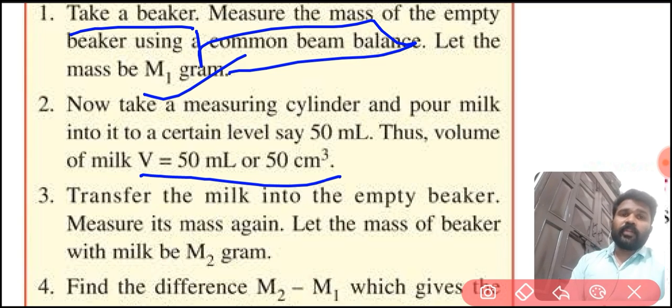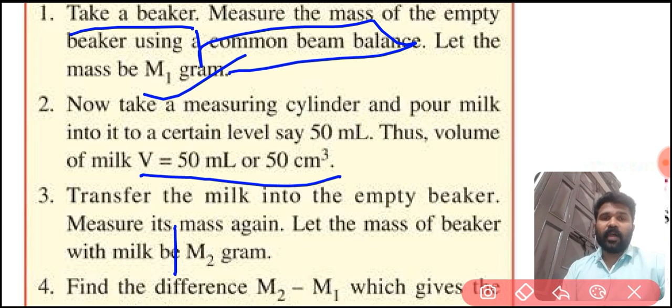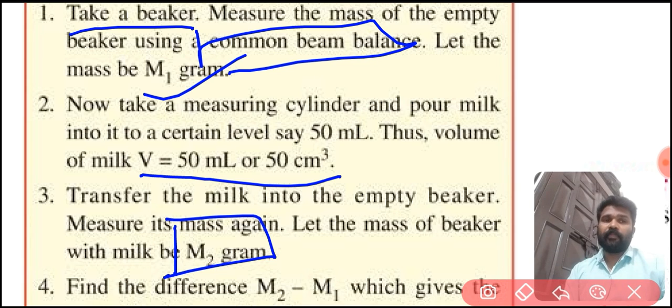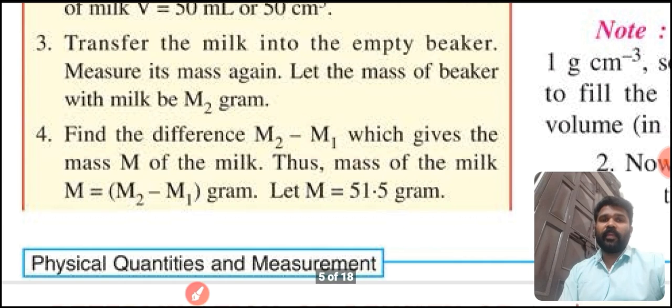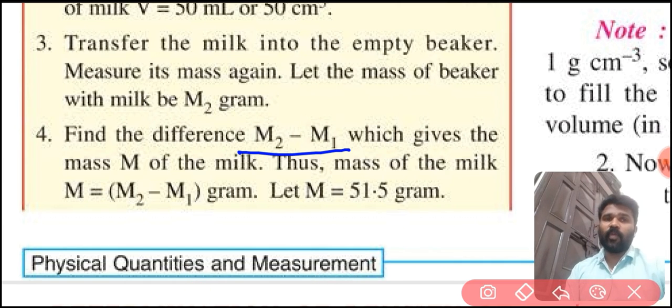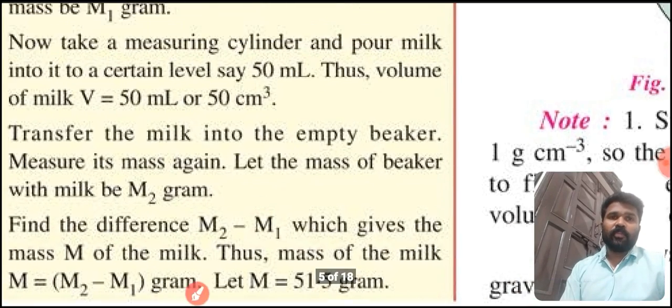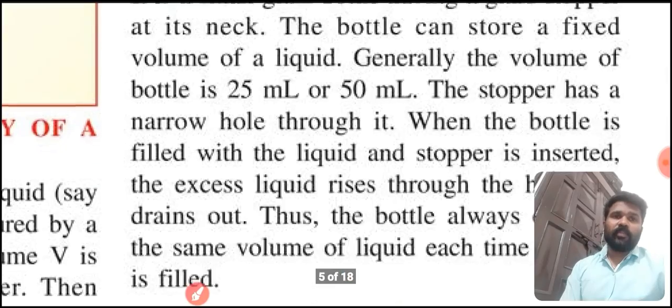Now transfer the milk into the empty beaker, measure its mass again, and mark that mass as m2. Second mass, that is m2 gram. Now find the difference between m2 and m1. This will give the final mass in gram, that is 51.5 gram. Okay, volume we already got, that is 50 centimeter cube.